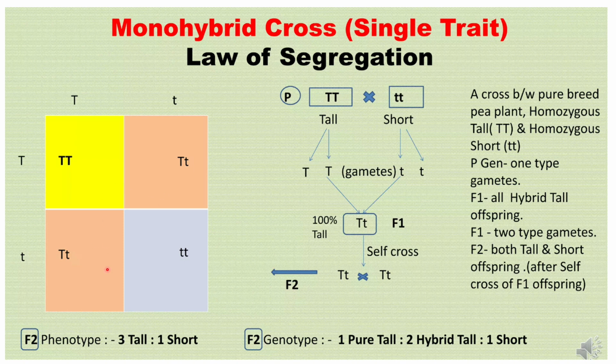From this we could see that three of the offspring express at least one tall allele. So we get three tall plants and one short plant. In the second generation, we get traits in the ratio of 3:1, that is 75% of the dominant allele and 25% of the recessive allele. So we get three tall plants and one short plant.